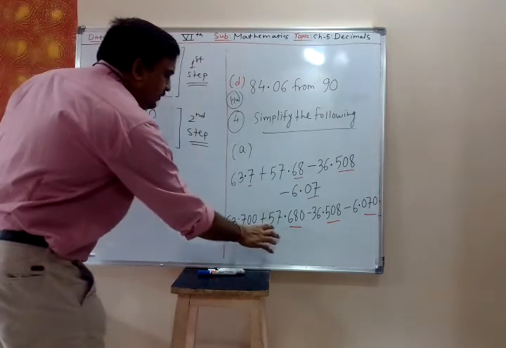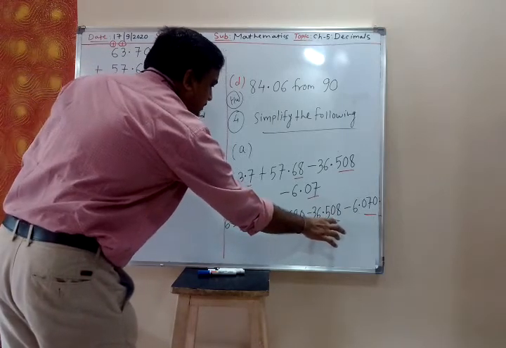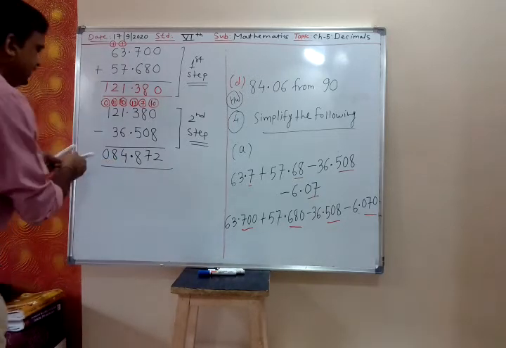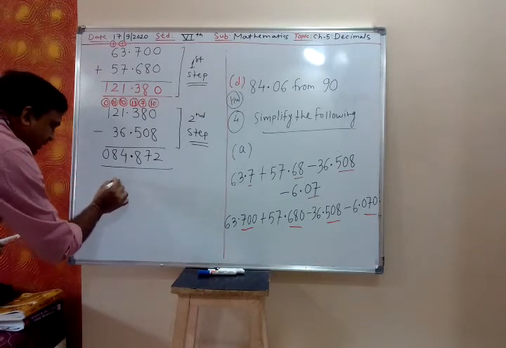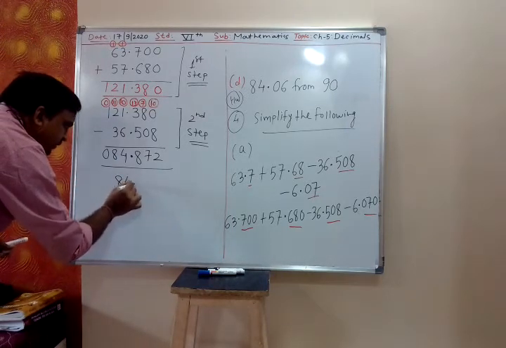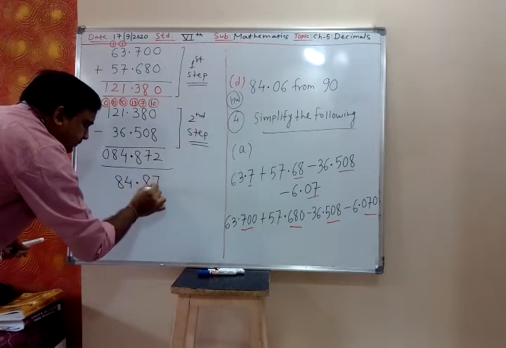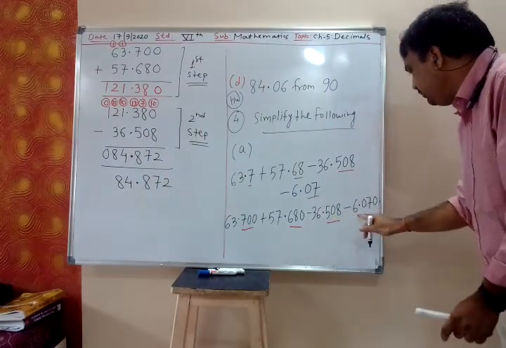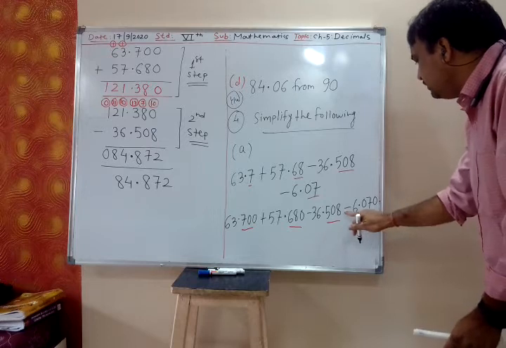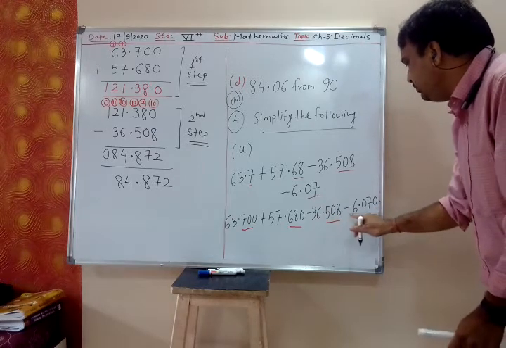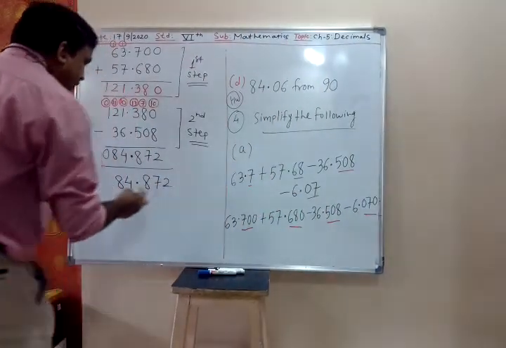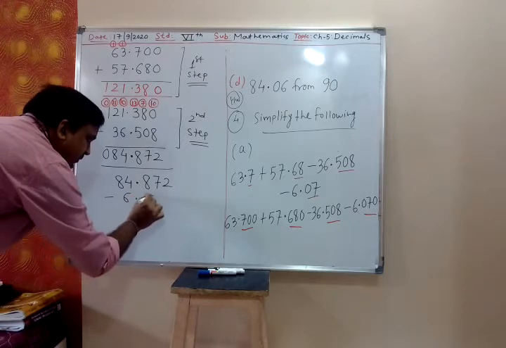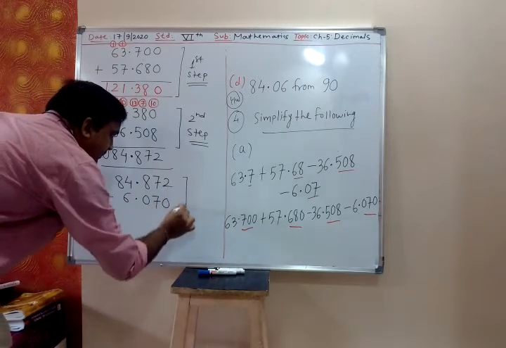Now, from total of these two, we have subtracted this. 084 is same as 84, so I will write 84.872. Now last is, from this I have to subtract. Minus means I have to subtract. So from these two answers I have to subtract this: minus 6.070. And this is my third step.